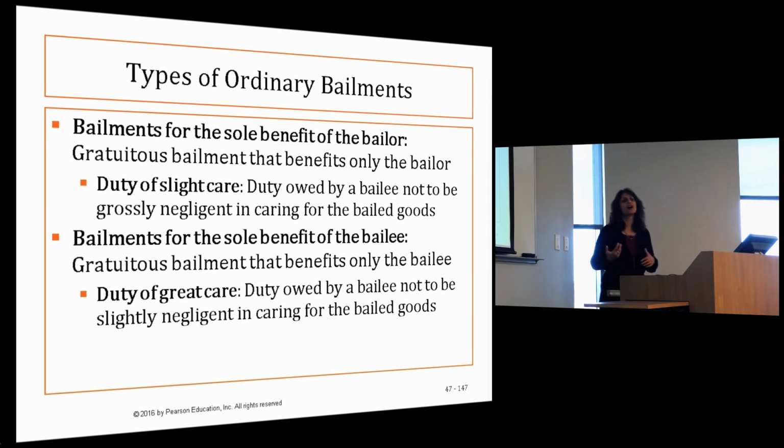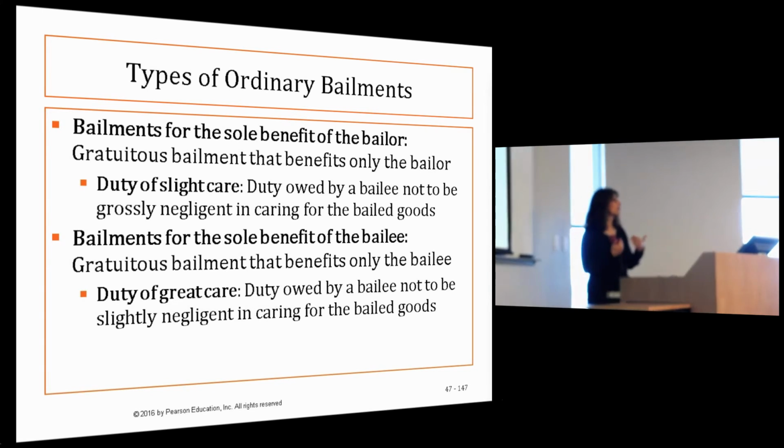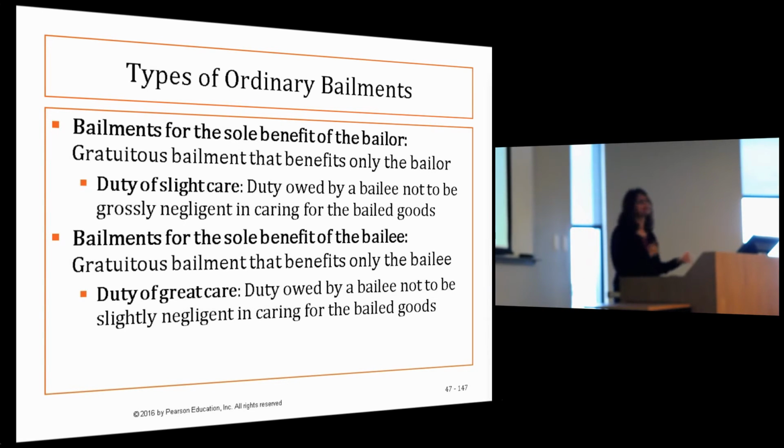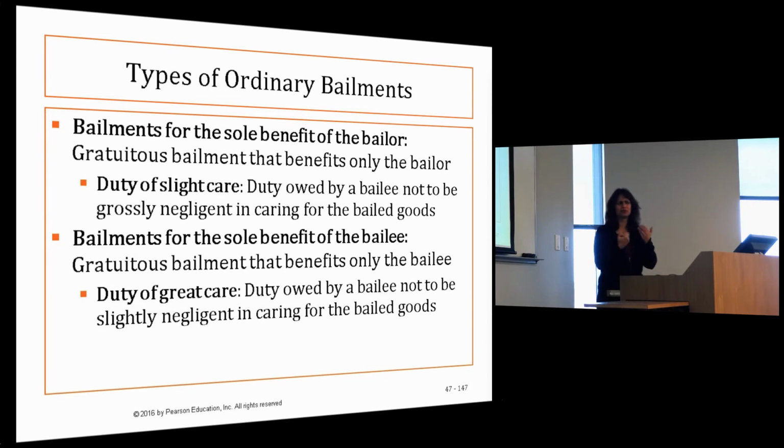But you could have other kinds of bailment where the duty that the bailor or the bailee owes is a little bit different. For example, bailments for the sole benefit of the bailor, meaning it's not a mutual situation. This is a bailment where the only party that is benefited is the bailor. Who's the bailor? The owner of the personal property. So let me think of an example.